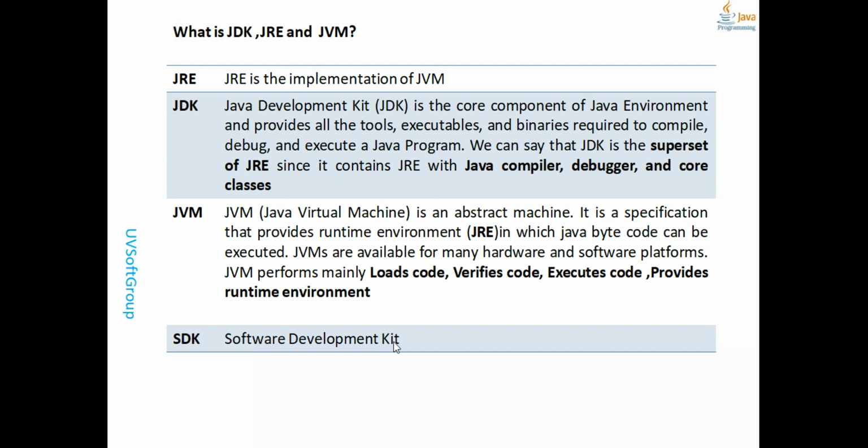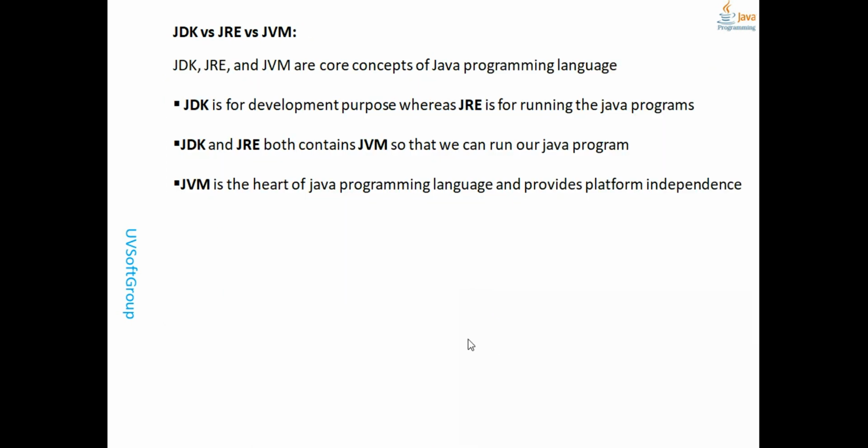SDK is the software development kit, which everybody knows. And you have the really abstract question: what's the difference between JDK, JRE, and JVM? They are a core concept of Java programming, and this is the most important sentence. Without the Java Development Kit, Java Runtime Environment, and Java Virtual Machine, you have no core components or foundations of the Java programming language.